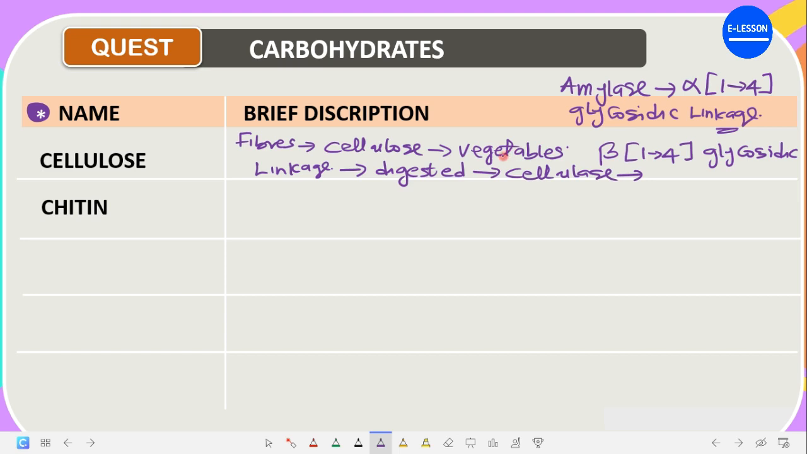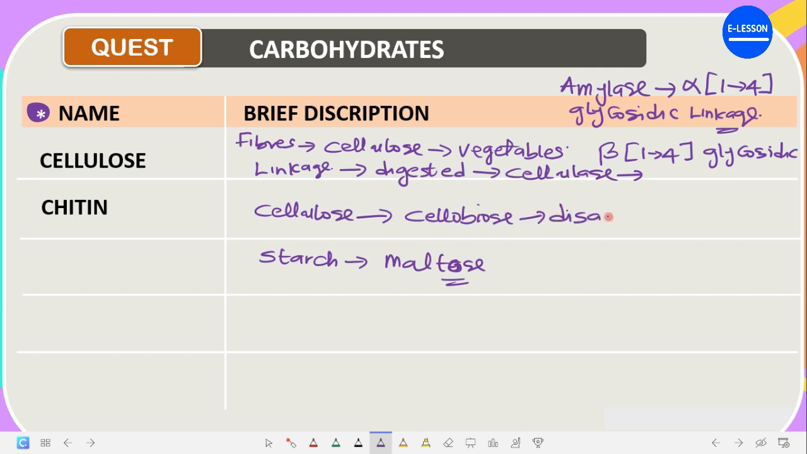Most fibers are made up of cellulose. The chief constituent of most fiber is cellulose. Vegetable fibers are cellulose. So that is that for cellulose. Now, when you break down cellulose, it gives a disaccharide called cellobiose. I mentioned when I started this lecture that starch gets to dextrin, then from dextrin to a disaccharide called maltose, but cellulose gives cellobiose as the disaccharide.